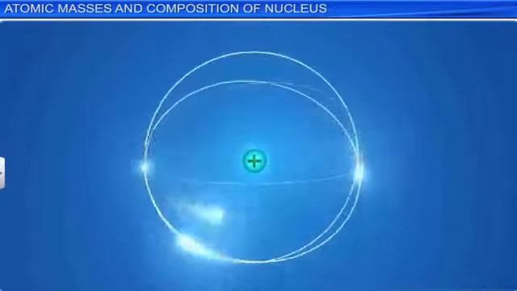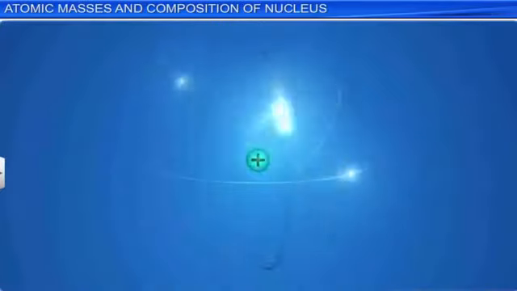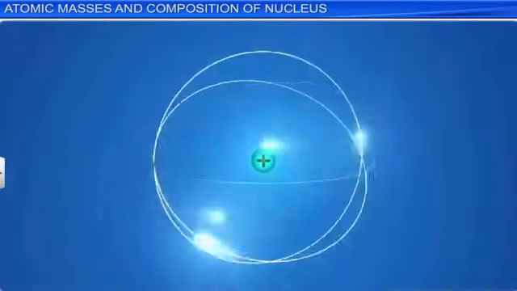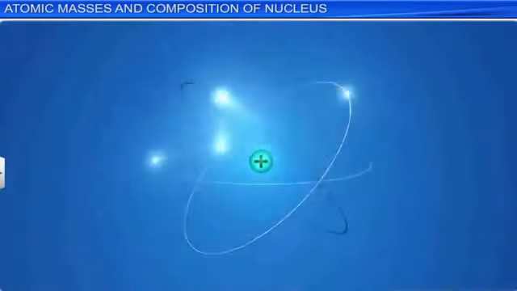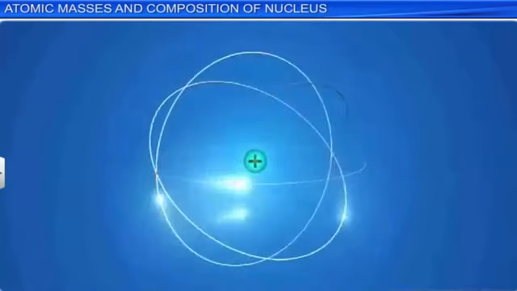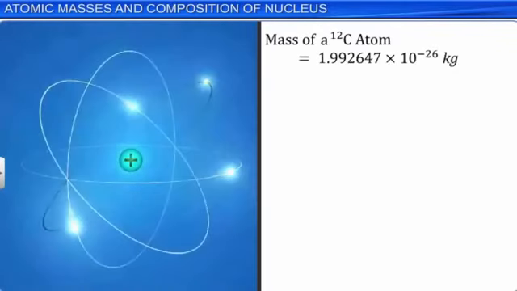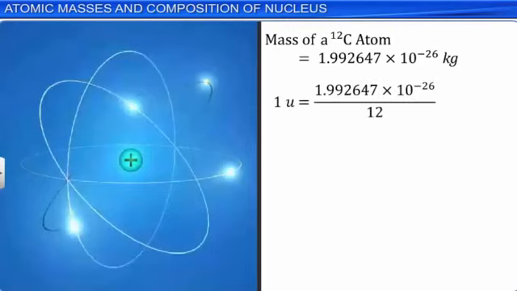Atomic mass unit U is defined as 1/12 of the mass of a carbon-12 atom. Mass of a carbon-12 atom is 1.992647 x 10^-26 kilogram. Thus, one atomic mass unit is approximately equal to 1.66 x 10^-27 kilogram.